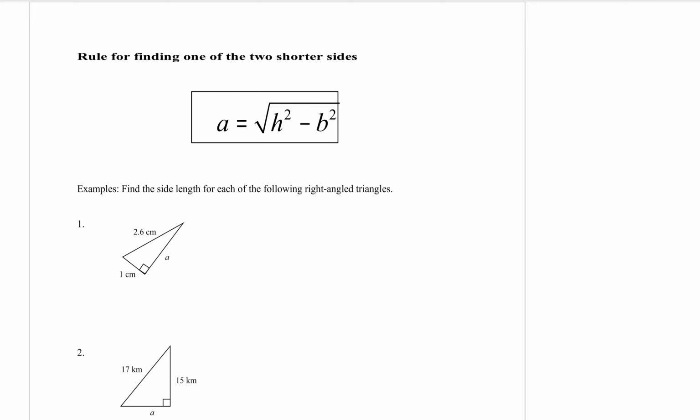longest side. And our formula, which hopefully you have memorized by now, was h equals big square root sign of a squared plus b squared.